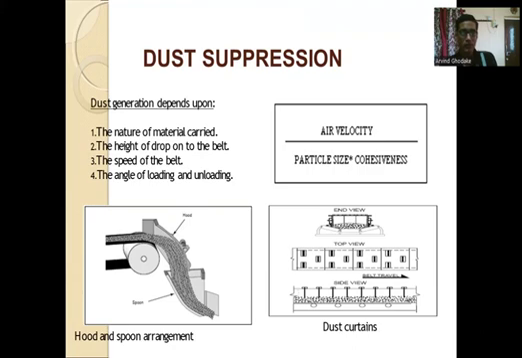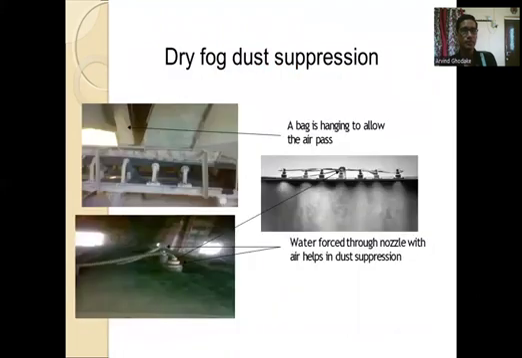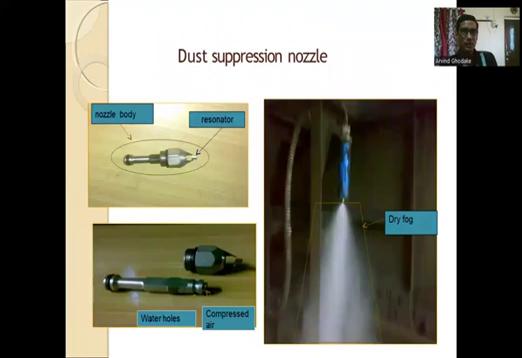So dust curtains are provided, and hood and spoon arrangement is there to avoid the dust or to maintain dust suppression. Then next one is dry fog dust separation. A bag is hanging to allow the air to pass, and water forced through a nozzle with the air helps the dust separation. Then this is again another dust separation nozzle through which we can separate the dust out.